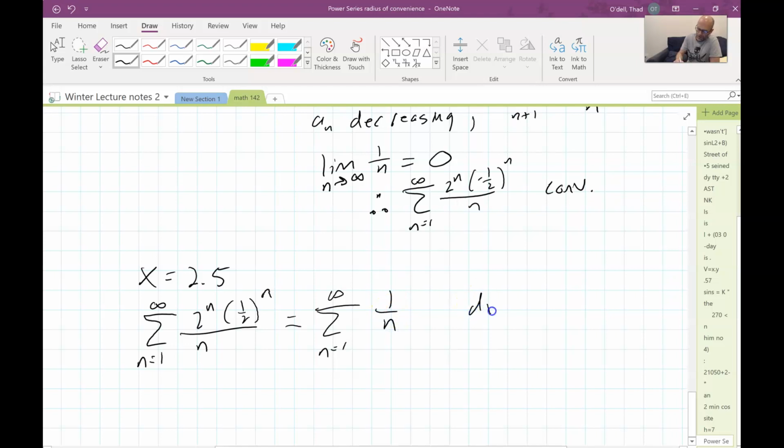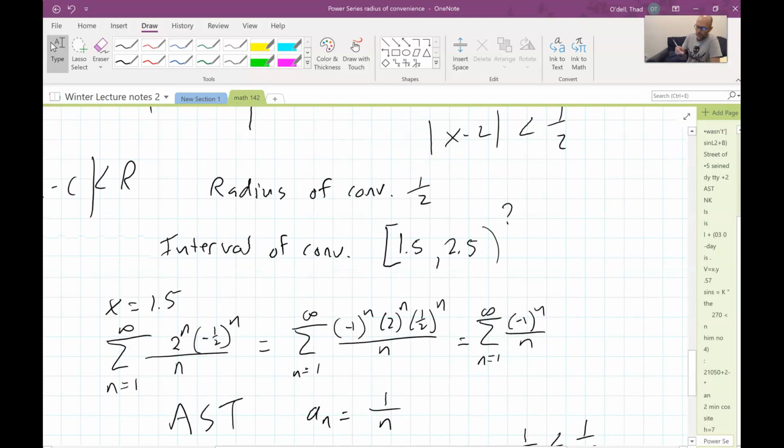And this is divergent. You could recognize this as a harmonic series. That would be enough, because that's a known series. We haven't talked about that much, but I think I said that at the very beginning. Or you could call it a p-series with p equal to 1, which is greater than or equal to 1, which makes it divergent. So then we go back up here, erase this question mark, and my interval of convergence would be from 1.5 to 2.5, including 1.5 but not including 2.5.